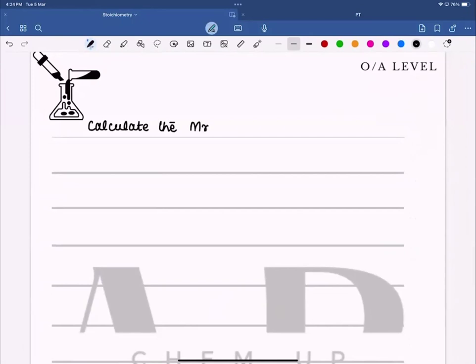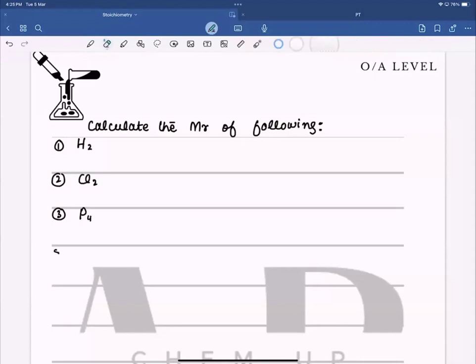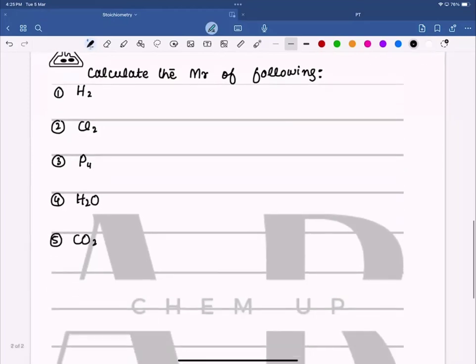Calculate the MR of the following. So first one is H2, then Cl2, then P4, then H2O, then CO2, NH3. Copy this quickly.